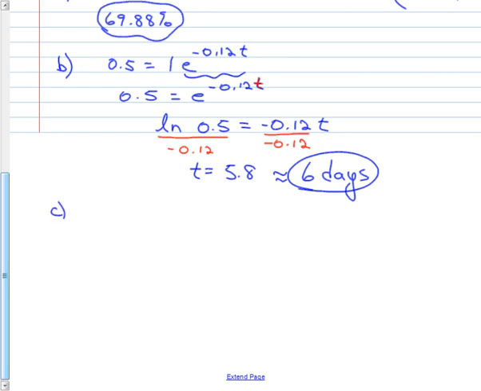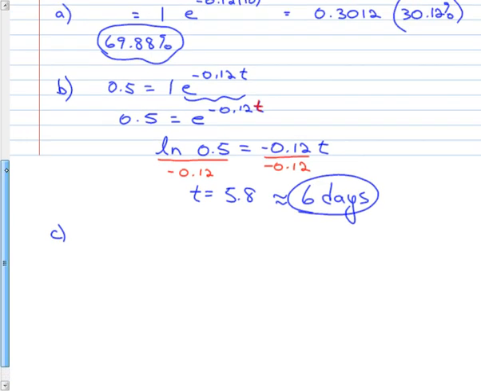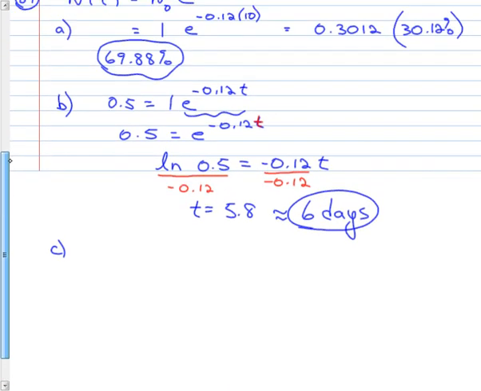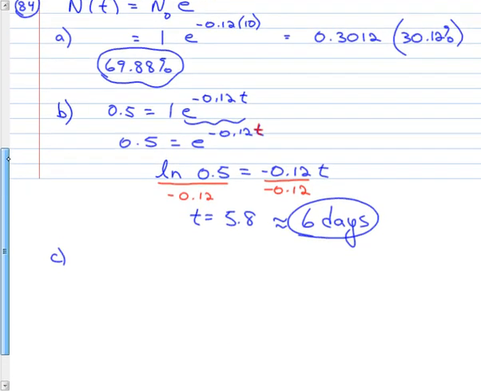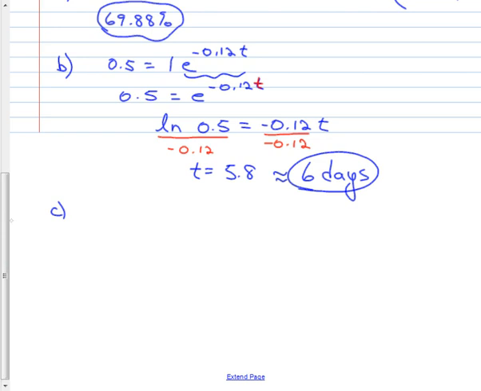Part C. How long to the nearest day will it take for 90% of the wound to heal? All right, so if 90% is healed, it means 10% is unhealed, and that's what our formula gives us. So we want our answer to equal 0.1. We start with 100%, we only end up with 10% unhealed. e to the negative 0.12t.